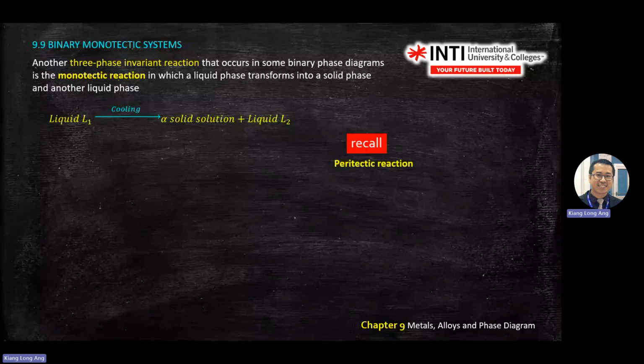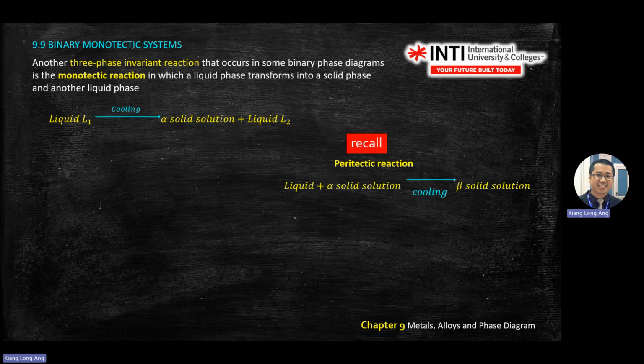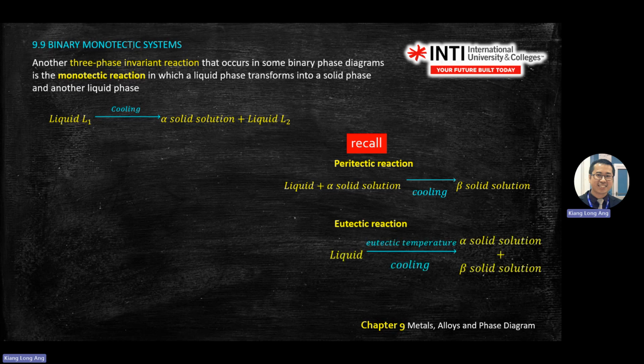Okay, next we learn about, just recall, this one you've seen already. Previously, you know about something called peritectic. Peritectic means liquid and alpha, cool down, become beta. Another one, eutectic, you know. Eutectic liquid becomes alpha and beta. So this one you need to memorize a little bit. What is peritectic, what is eutectic? Because on the graph, sometimes you will see either this one or this one. Sometimes both on the same graph.